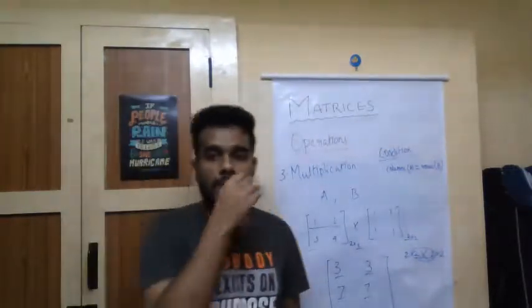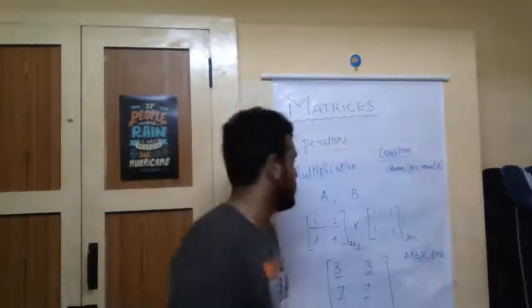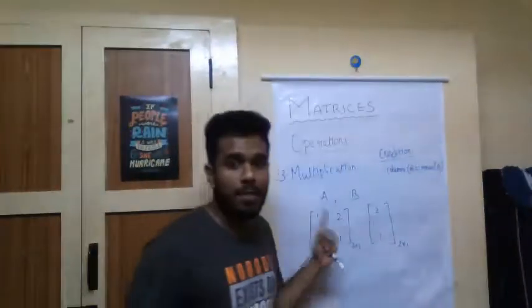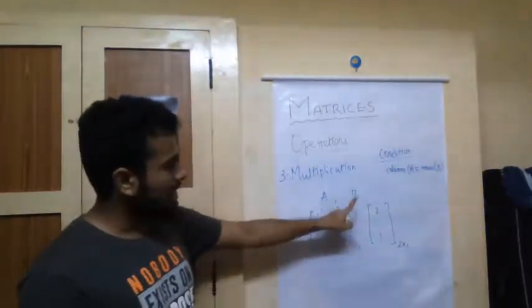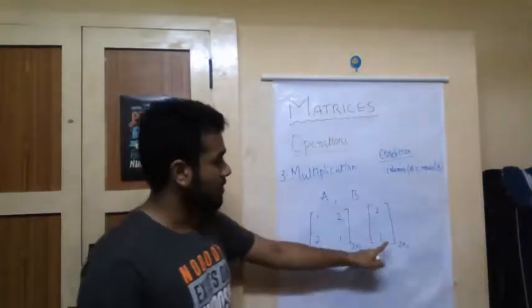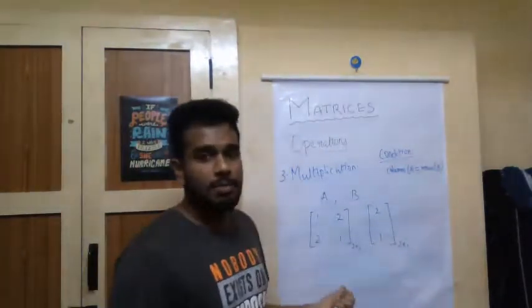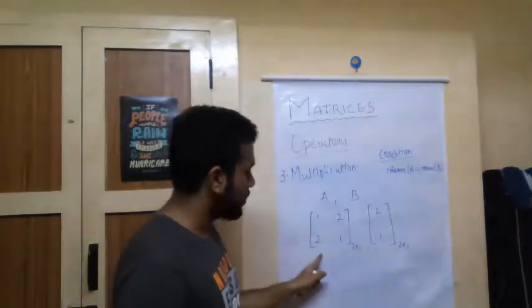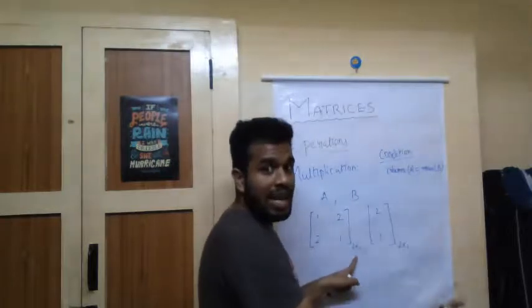Let's talk about if A and B have completely different orders. So now we take an example of this, and here B is a column matrix, as we can see, because the number of columns is 1. So can we multiply them? Again, we can check with the condition. The number of columns of A is 2, and the number of rows of B is 2. So they're equal, and we can multiply them.